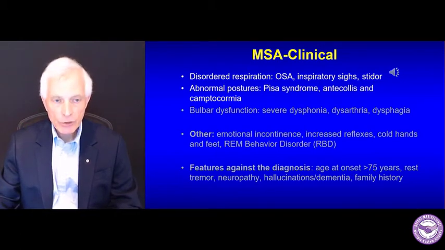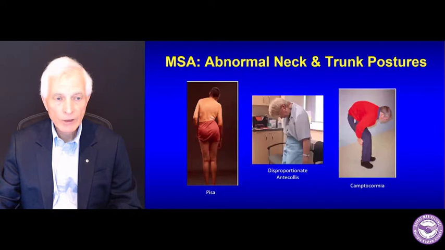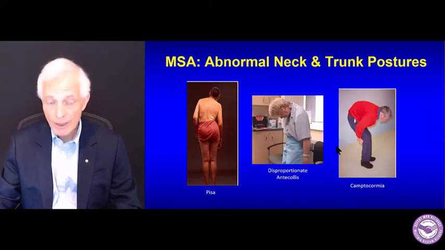Abnormal postures of the neck and of the trunk are fairly common in this disorder, and this slide shows you what's called the Pisa sign, with the person leaning to one side, like the Leaning Tower of Pisa. The disproportionate tendency of the neck to pull forward or move forward, so-called anterocollis, and the severe flexion of the trunk, so-called camptocormia, may all be seen. Now, all of these features can be seen in later Parkinson's disease, but they're more common in multiple system atrophy.